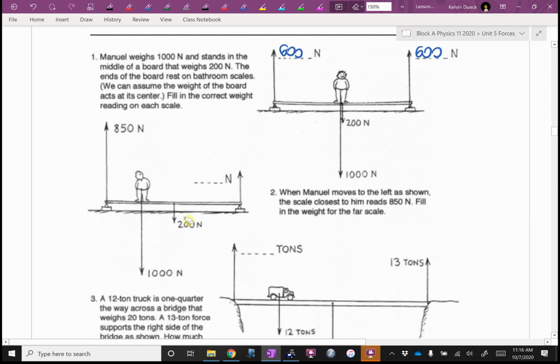Now Manuel is no longer dead center. He's moved off to the left. So one scale is having to push up with more than 600. It's pushing up with 850 newtons. How much must the other scale be pushing up with if the whole system is not accelerating? 350. Has to be. Because we're not accelerating down, so the net force up has to be 1,200. And if forces are balanced, no acceleration.